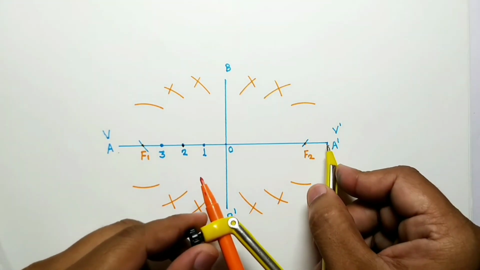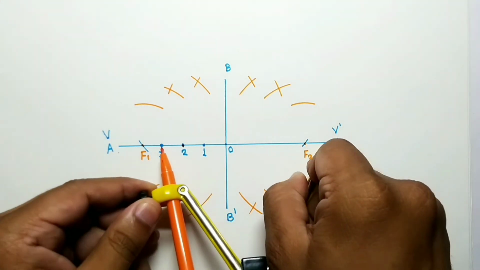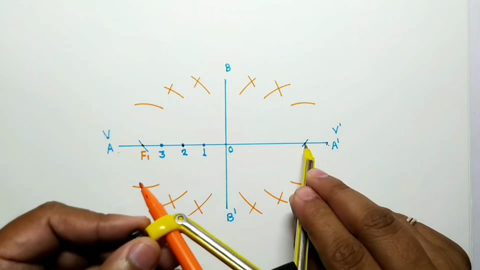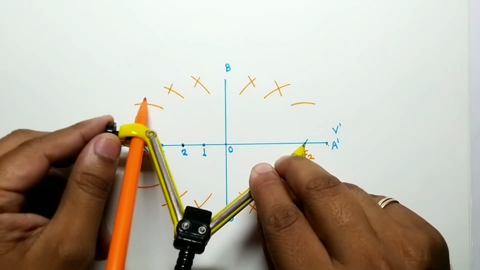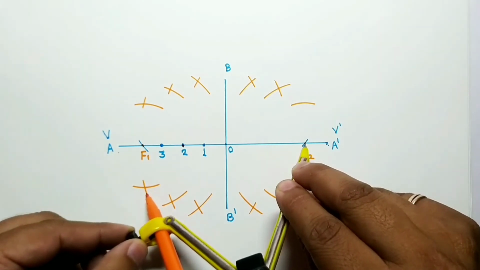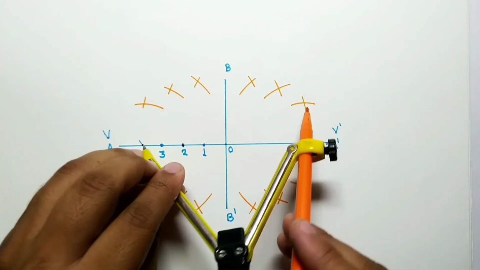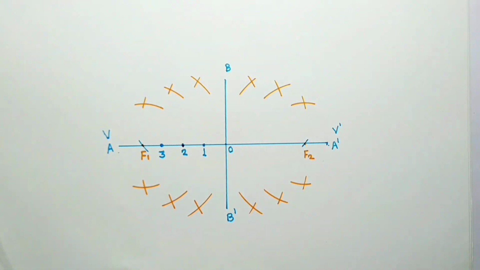Again, take the distance A dash to 3, F2 as a center, intersecting arc, F1 as a center, intersecting arc. These all are the locus points of the ellipse. Now join these points in sequence to complete the ellipse.